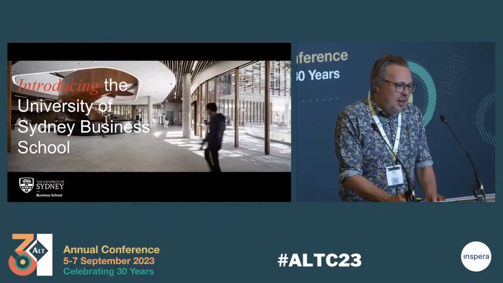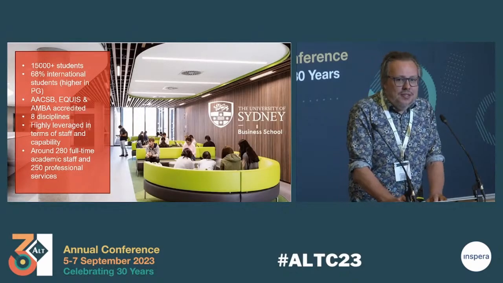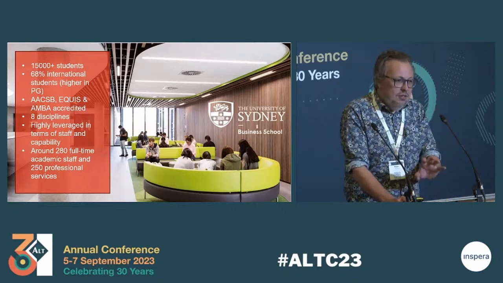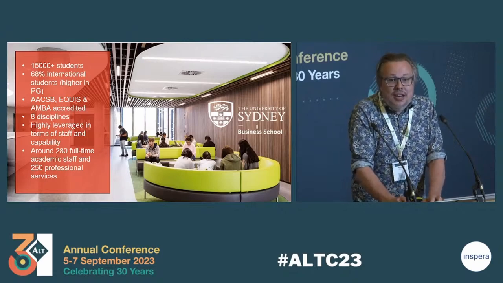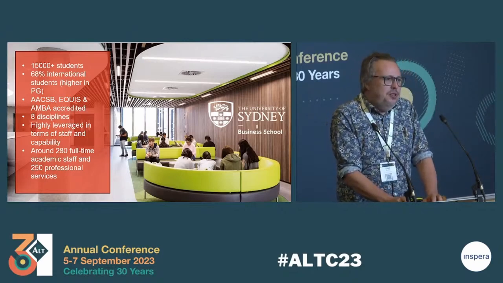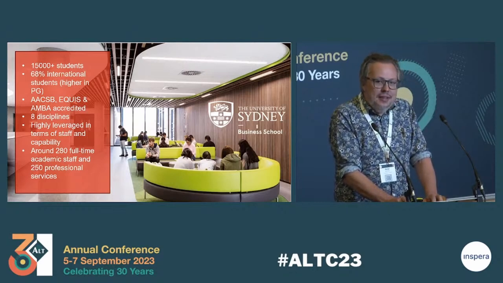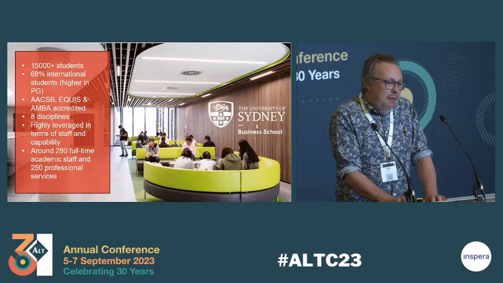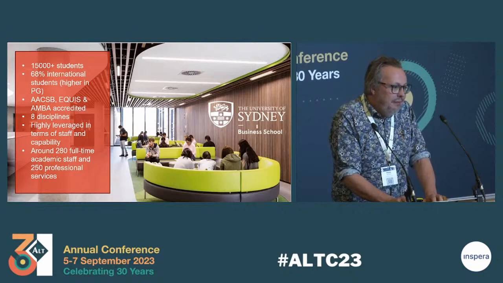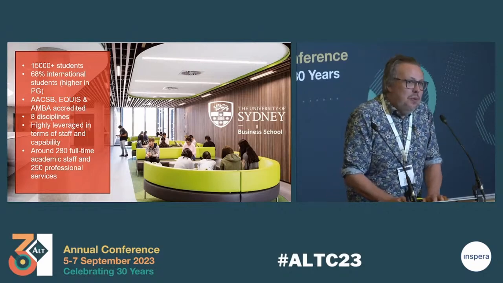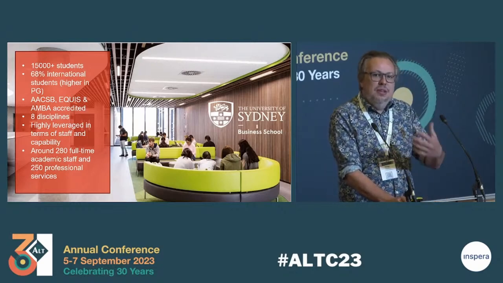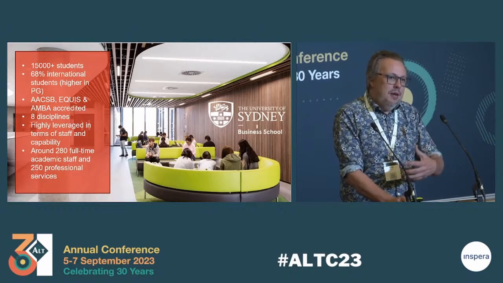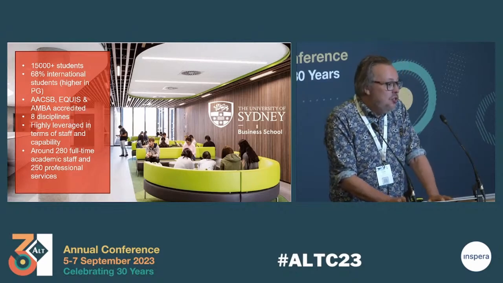This is the inside of our business school building. The business school itself has 15,000 students. That's just the school that both Elaine and I work in. 68% of those are international. And in our biggest postgraduate program, the Master of Commerce, which has about 8,500 students in it, that figure is closer to 90% international, mainly from one market, which is China. For anyone who's involved with business schools, we have the Triple Crown of Accreditation, which gives us the kind of institutional cachet that comes from being considered a leading global business school.